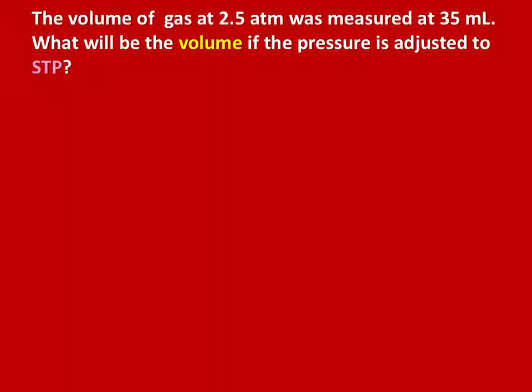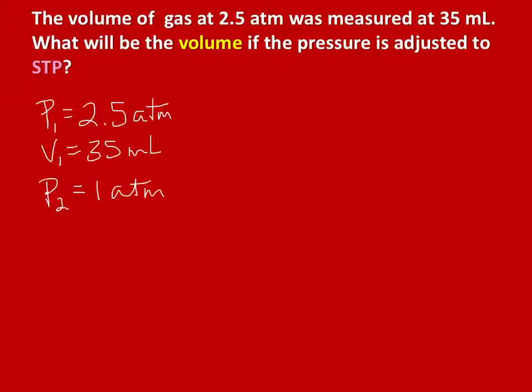In this problem, it says the volume of a gas at 2.5 atmosphere was measured at 35 milliliters. What will be the volume if the pressure is adjusted to STP? So let's write down the given information. Since the new pressure is at STP, we'll record P2 as 1 atmosphere. In order to figure out which equation we need, we consider what our given information is. We have volume and pressure, and we're asked to find a volume. The part of the combined gas law would be pressure and volume. That would be Boyle's law.